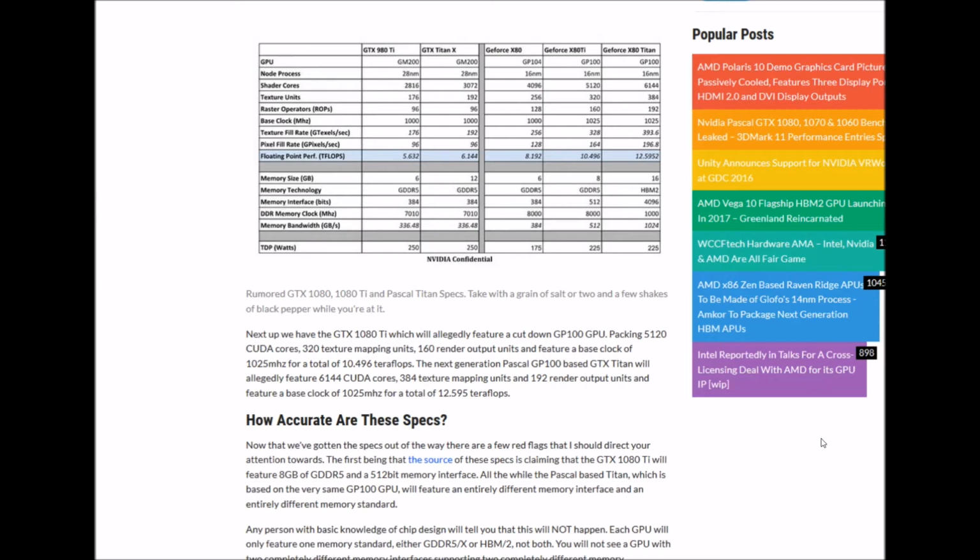Next, we have the 1080 Ti, which allegedly features a cut-down GP100 GPU, packing 5120 CUDA cores, 320 texture mapping units, 160 render output units, and a base clock of 1025 MHz for a total of 10,406 teraflops. The next generation Pascal Titan will allegedly feature 6144 CUDA cores, 384 texture mapping units, 192 render output units, and a base clock of 1025 MHz for a total of 12,495 teraflops.